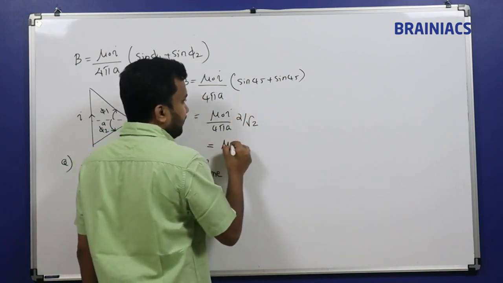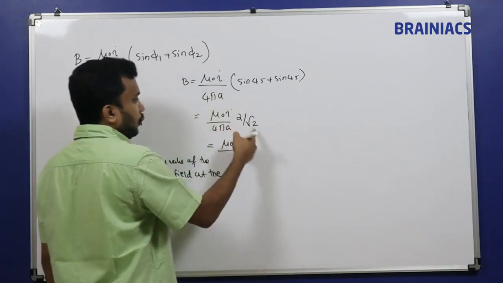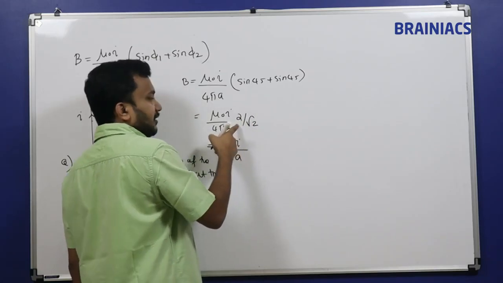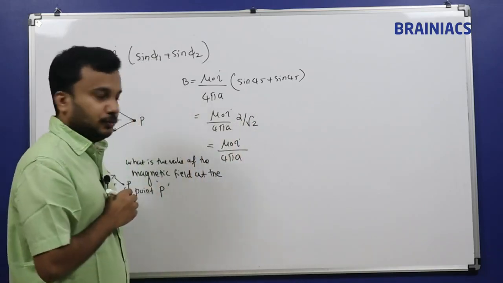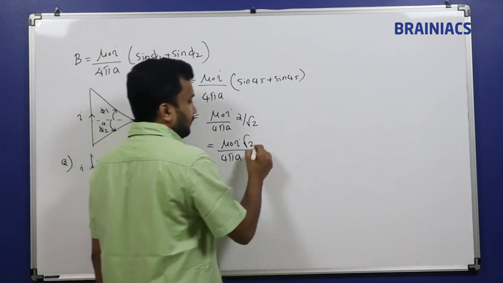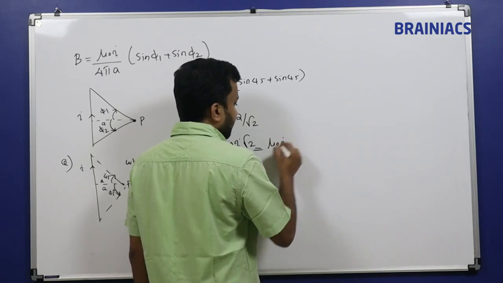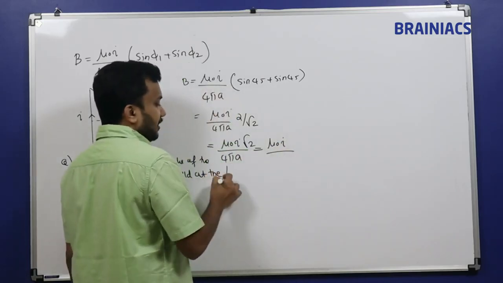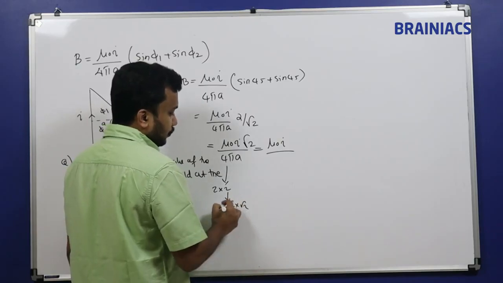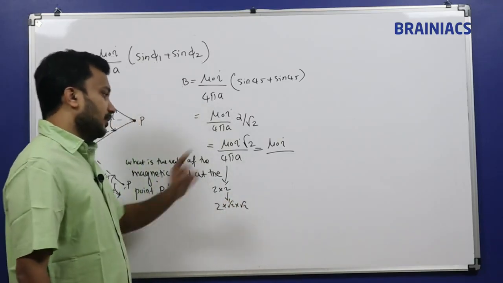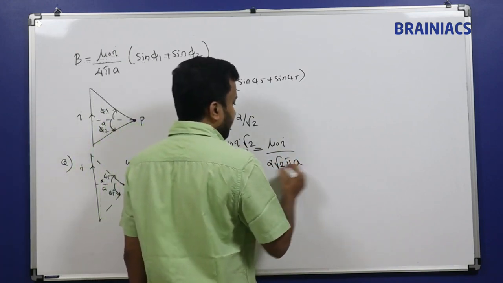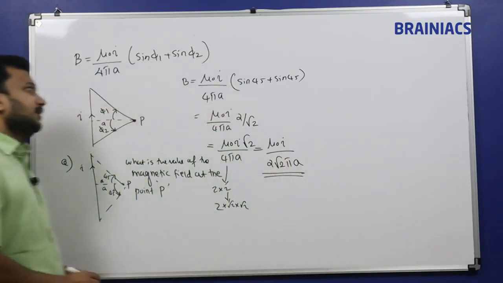This we can further simplify. Mu 0 I divided by 4 pi A, into 2 by root 2. We can write 2 as root 2 into root 2, so one root 2 cancels and it becomes root 2. This we can further simplify because of this 4: mu 0 I divided by 4 can be written as 2 into 2, and this 2 can be written as root 2 into root 2. So one root 2 and one root 2 cancel. So it becomes mu 0 I divided by 2 root 2 times pi A. This is the answer for this question.